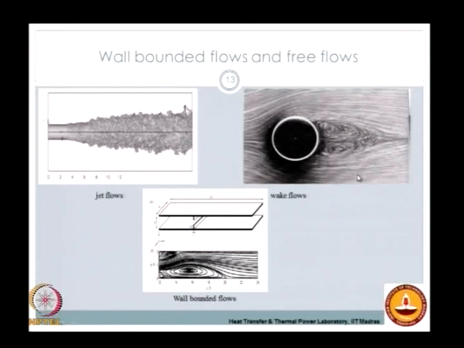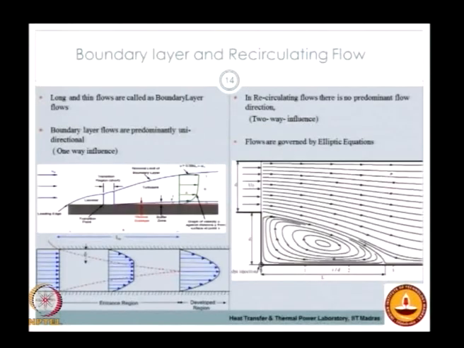So in this particular course we will be focusing on wall bounded flows in great detail, because focusing on jet flows and wake flows would be very exhaustive, and we do not have a sufficient number of lecture hours. So we will focus particularly on external wall flows as well as the internal wall bounded flows.